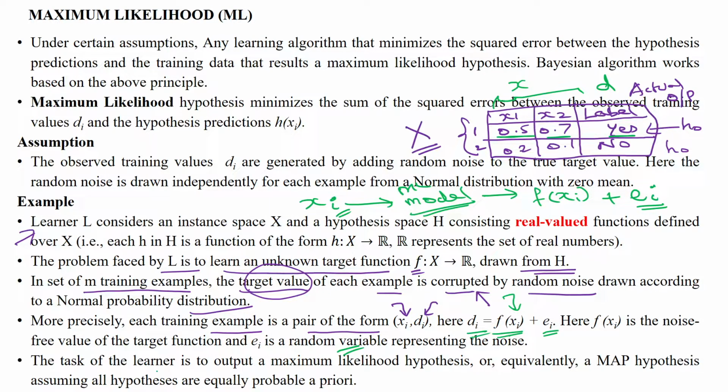Then the task of the learner is to predict the output with the maximum likelihood hypothesis, that is the maximum a posteriori probability hypothesis, assuming all the hypotheses are equally probable. That means when we are finding the hypothesis for each sample, the model should give minimum error. That is the aim of our model.